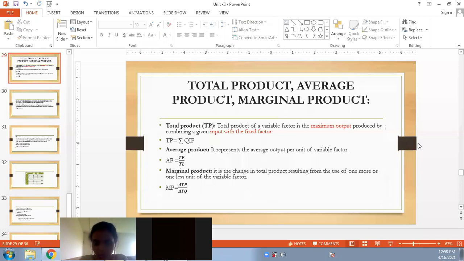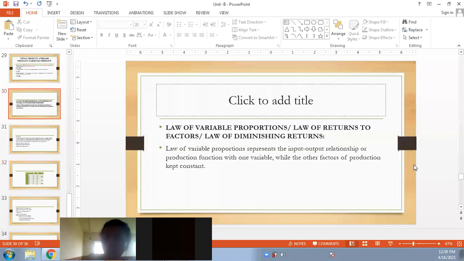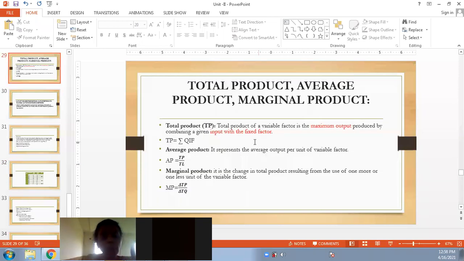See, I have a diagram also here. I mean, this is a chart. See here, when we will use only one labor, it will produce 100 units. Two labors will produce, one is producing 100 units, the other one is producing 200 units. What is the total product means? When we will combine all.